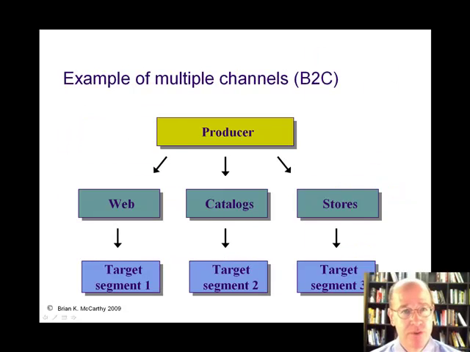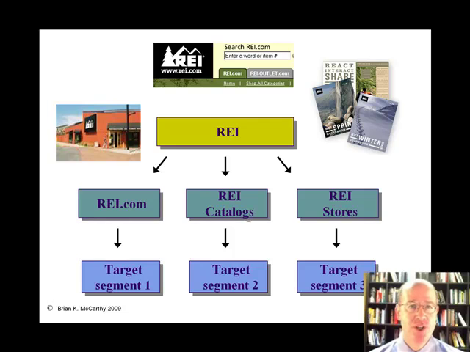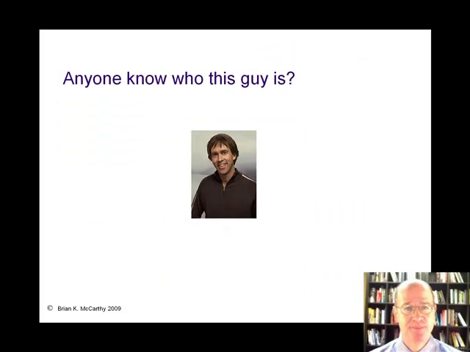Many companies over time will grow from one channel of distribution to many channels of distribution. You may distribute your products on the web, via catalogs, and via stores, for example. Here's REI, a company many of us know, outdoor goods and apparel. They have their website, rei.com. They have REI catalogs, the famous REI catalogs, and also their REI stores in many cities.